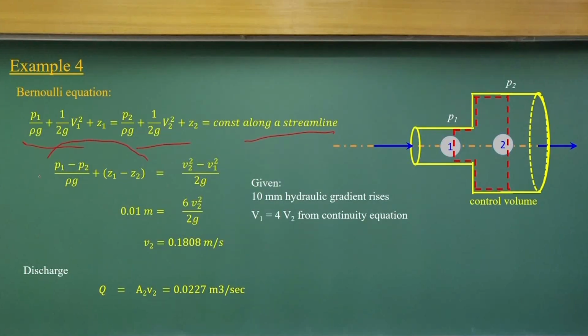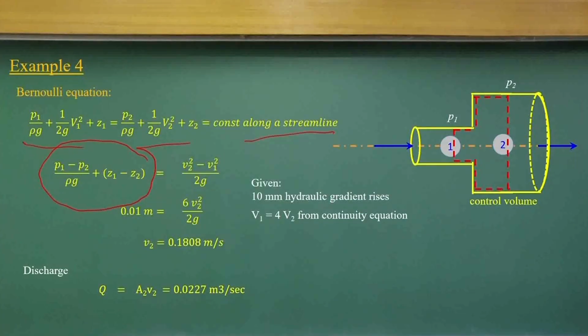So, basically if you look at these two, the pressure head and Z1, Z2 are not given to us, but that is what will be reflected in terms of piezometric head. That's what is given. The difference between the piezometric heads is 0.01 meters. So, we are substituting directly on that. We know the velocity and their relationship, so we can compute the velocity. And once you know the velocity, we can compute the discharge.